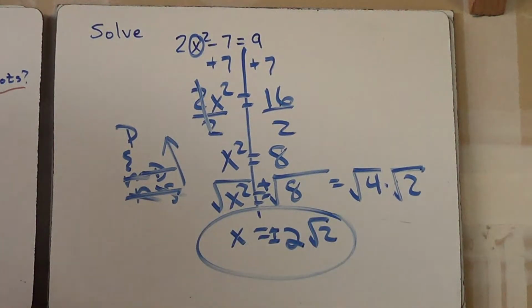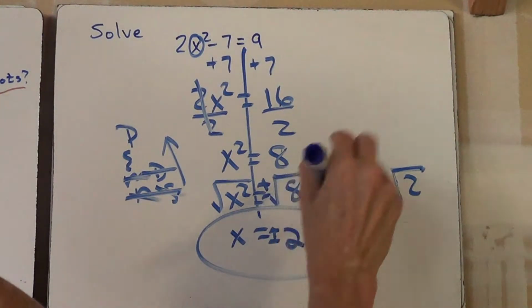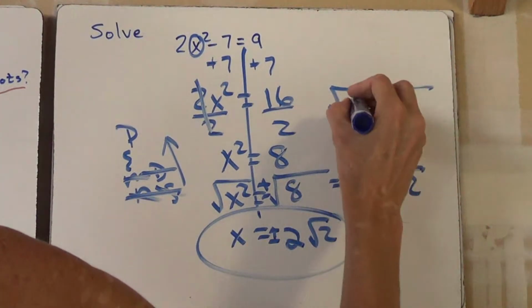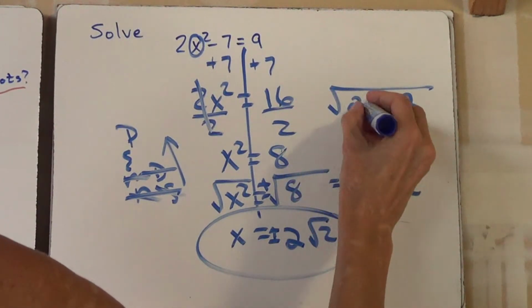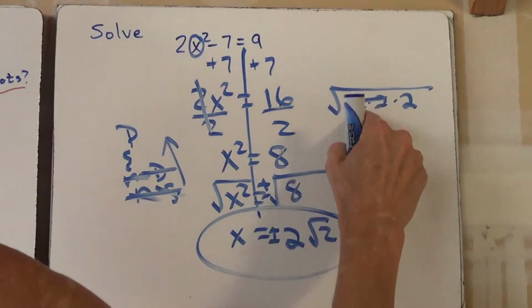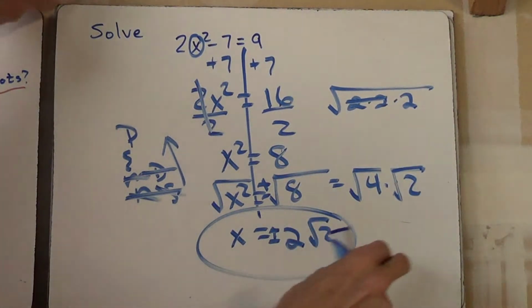Okay? Now some of you learned from my other class that you can take that 8 and break it down: 2 times 2 times 2. And if it's a square root, it takes 2 to get 1 out. So that's how you would get the 2 out and leave 2 in. That's fine to do it that way too.